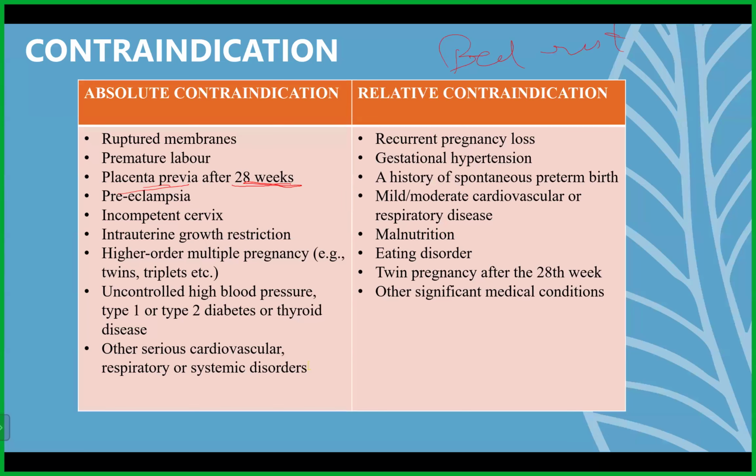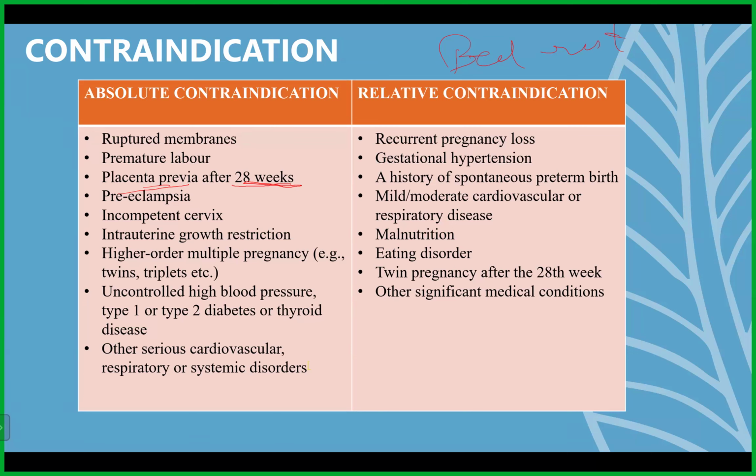Next is incompetent cervix. It is basically that the cervix is not competent enough to hold your growing fetus. Let's say your cervix is weak. In that case, it is known as cervical incompetence. Next is uterine growth restriction. If there is any tumor or something like that in the uterus along with a growing fetus, you can just give a contraindication for your exercises.